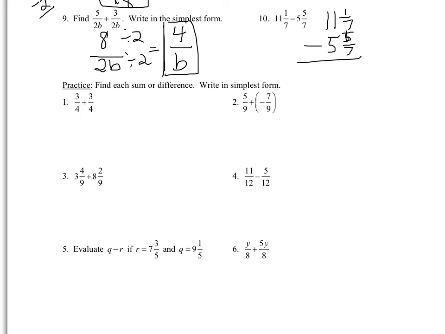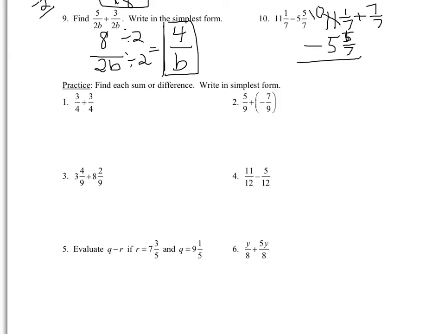Now automatically what some people do is they go, oh, 5 minus 1 is 4. But really this is 1 minus 7, so we don't have quite enough to subtract there. So we're going to have to rename that 11 or borrow from that 11. We're going to take that 11 and make it a 10. And then we're going to borrow 1 whole from it. But when we borrow 1 whole, we're going to borrow it as 7 over 7, because that 7 over 7 is the same as 1, but we want to keep that like denominator.